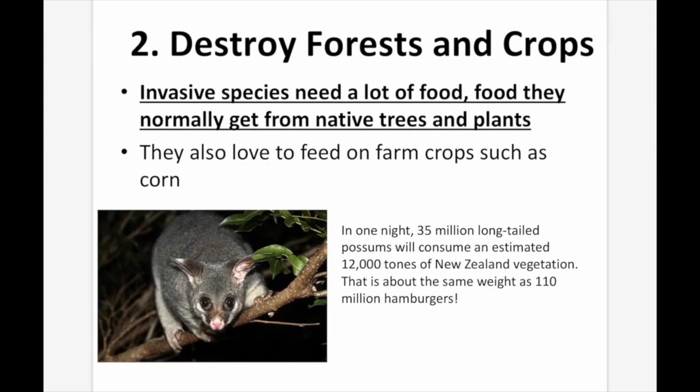Number 2, it can destroy forests and crops. Invasive species eat a lot of food they normally get from native trees and plants. They also love to feed on farm crops such as corn. An example of an invasive species that destroys forests and crops is the long-tailed possums.